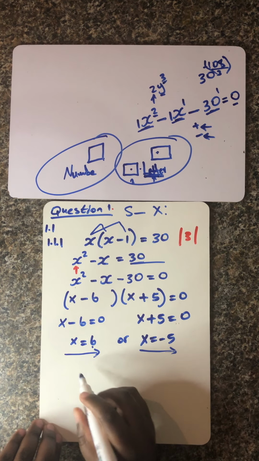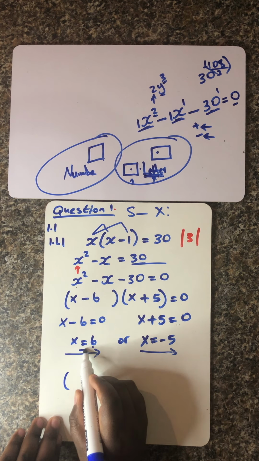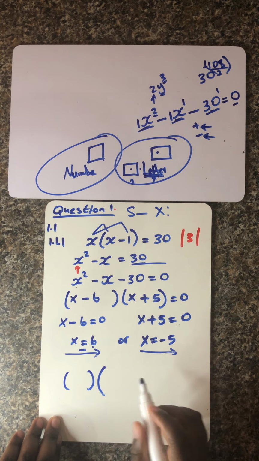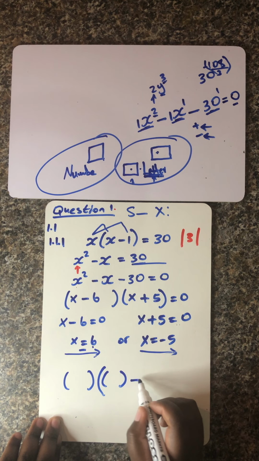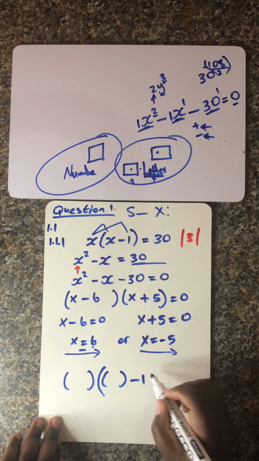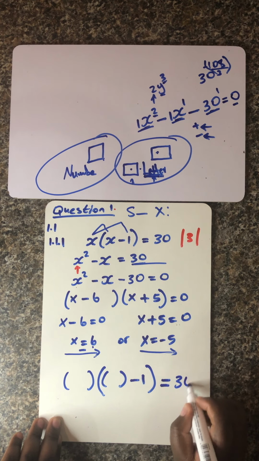So that means on my calculator, I'm going to substitute my answer into the equation, then minus 1, which is that minus 1 over there, and I'm going to close the bracket. When I punch equals, ladies and gentlemen, I must get 30.